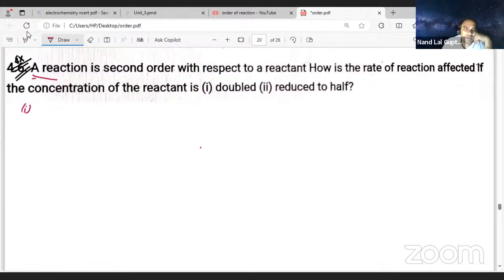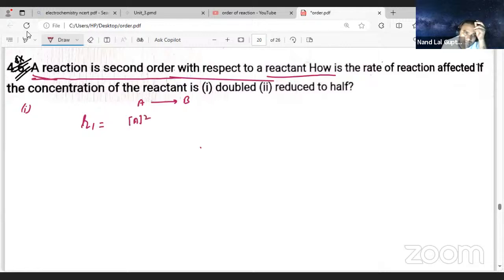Okay. See, Sanoy, a reaction is second order. So if I consider R1, they are saying second order with respect to reactant. So if A is there somewhere, B. So R1 is talking about with respect to reactant, it is second order. So R1 is equal to K A square. They are saying the second order. Will you be able to understand up to here? Yes, sir.